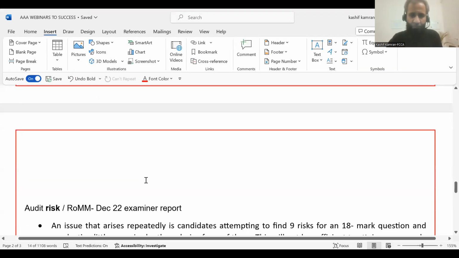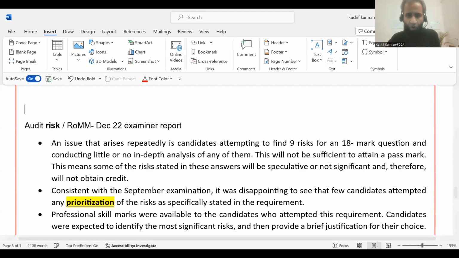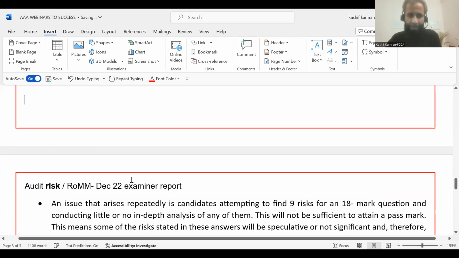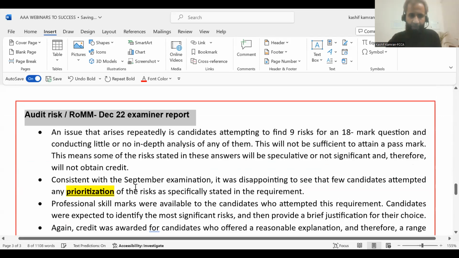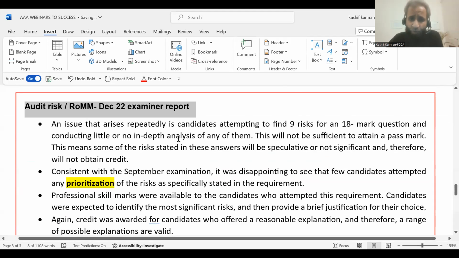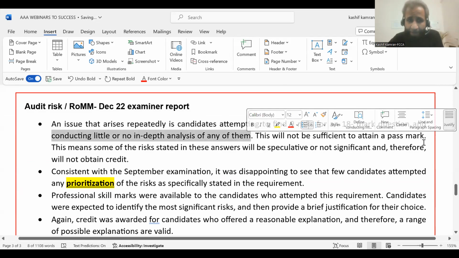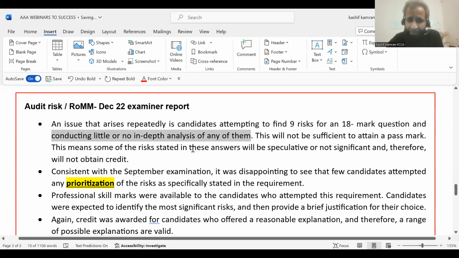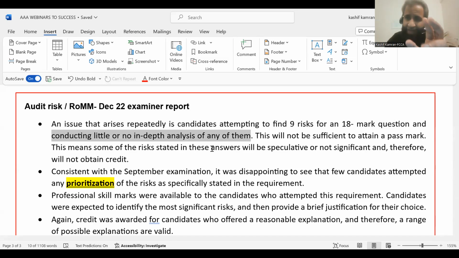These are examiner comments for audit risk or ROM when the examiner asks you to prioritize them. An issue that repeatedly arises is candidates attempting to find 9 risks for an 18 marks question and conducting little or no in-depth analysis of them. This will not be sufficient to attain pass marks. This means that some of the risks stated in the answer will be speculative. It's not 9 risks for an 18 marks answer. It is 18 minus 3 technical marks for materiality. You're left with 15. Each risk now is worth 3 marks.